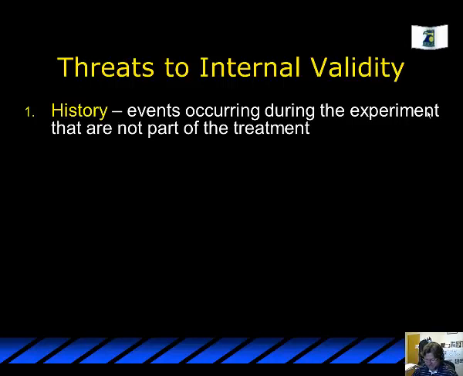A second example of a history threat to internal validity is an atypical occurrence, such as an epidemic, local disaster, or one-time emphasis on the research topic in the community that occurs in the lives of participants during the research study and that affects their final scores. So any events occurring during the experiment that are generally not part of the treatment.